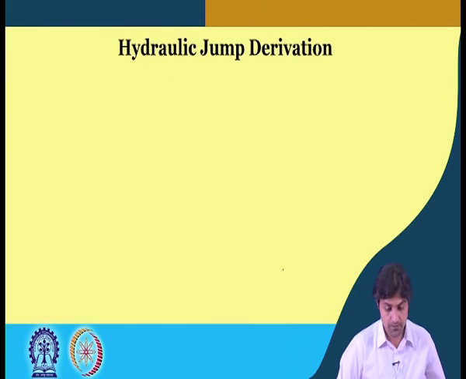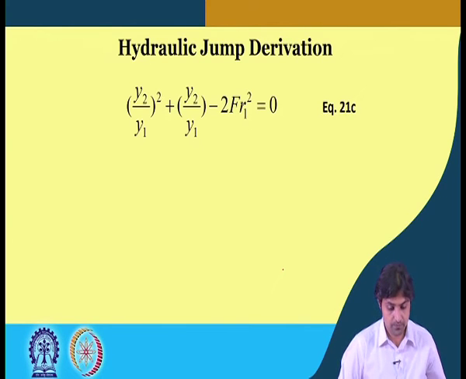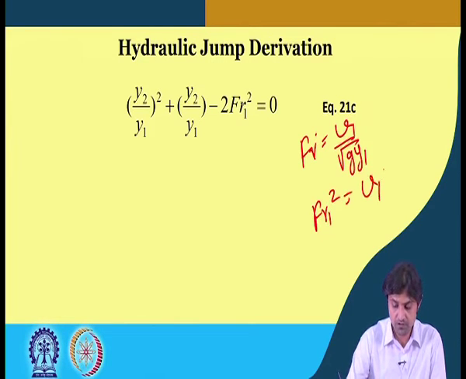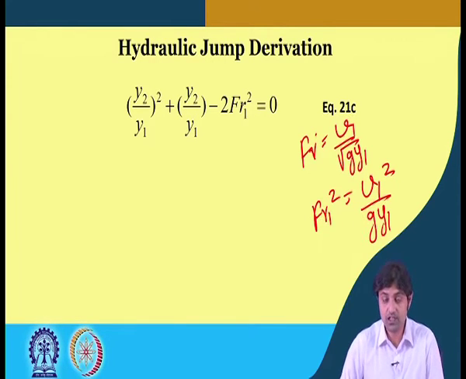You see, because Froude number 1 is V by under root g y1, V1. So, Froude number 1 whole square is V1 square by g y1. So, we try to put V1 square by g y1 in this equation.